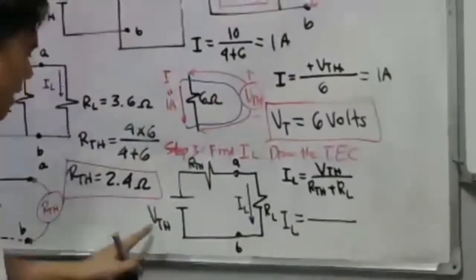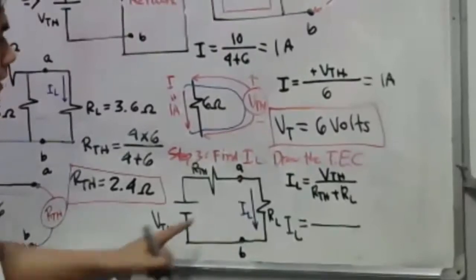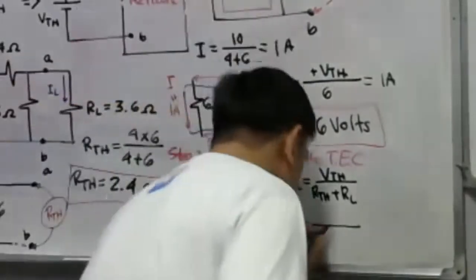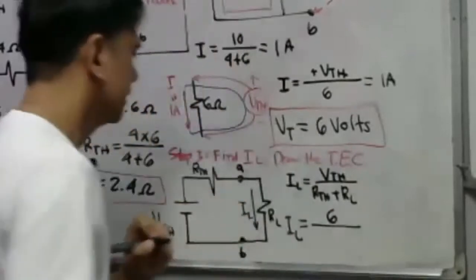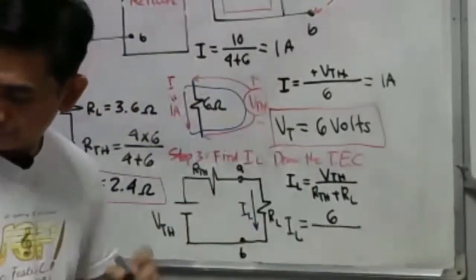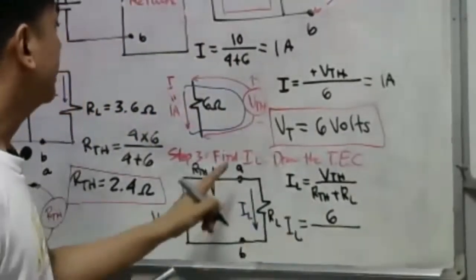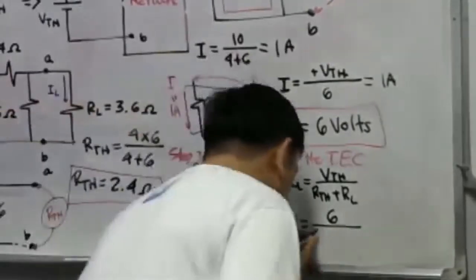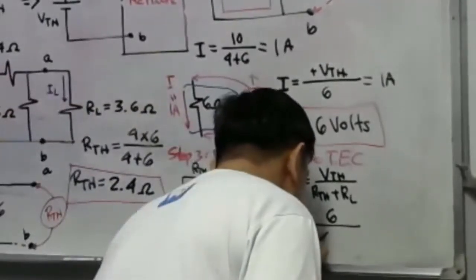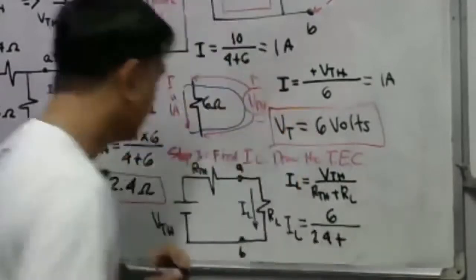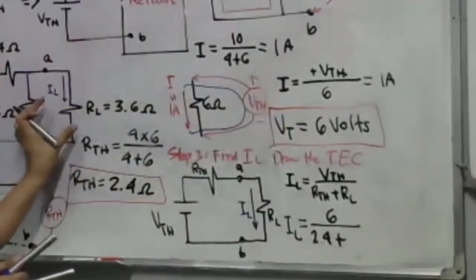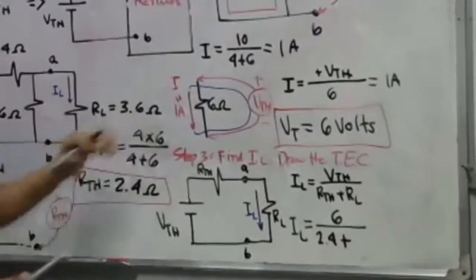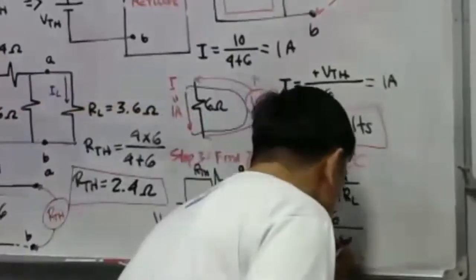What is our VTH? VTH is simply 6 volts. Then our RTH is 2.4 ohms. Then our RL, actually, from our original circuit, our RL is 3.6 ohms.